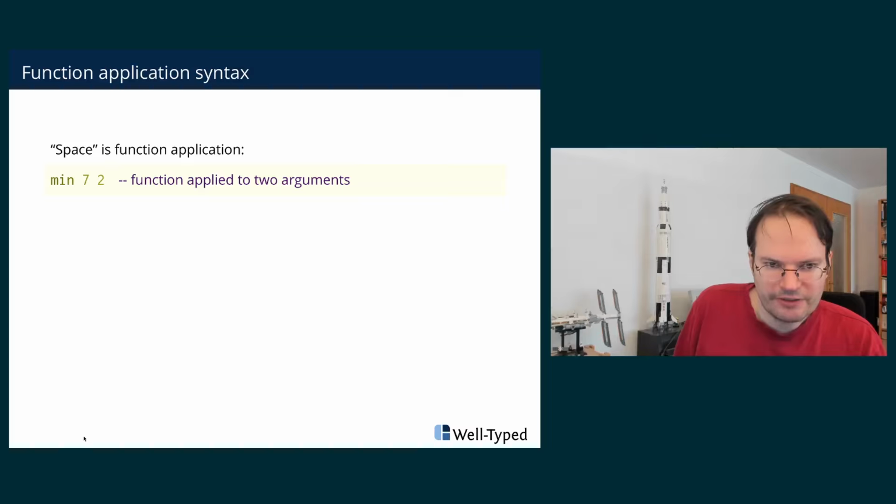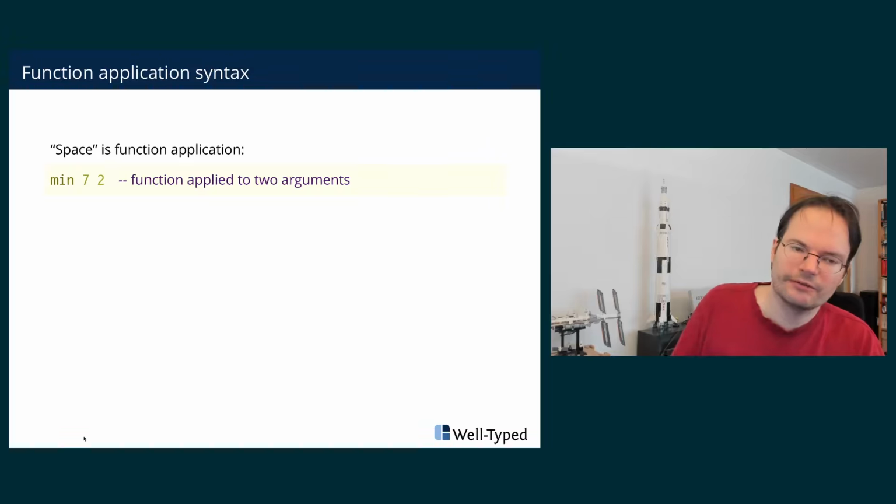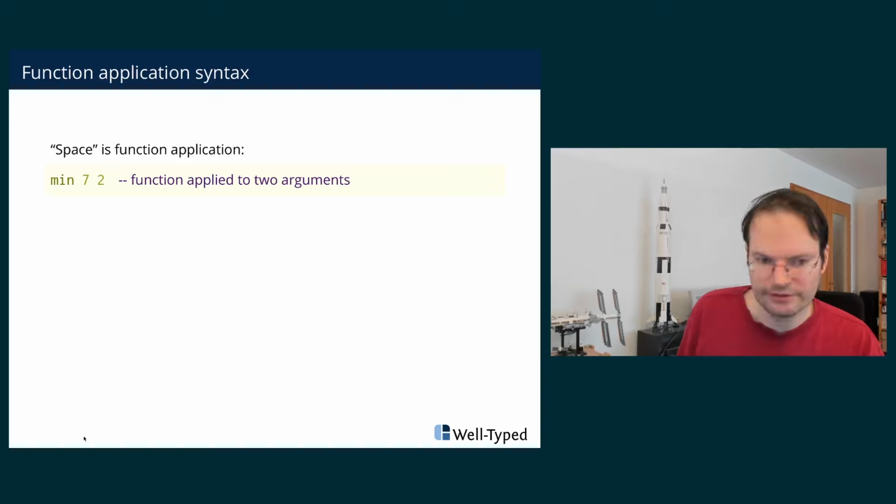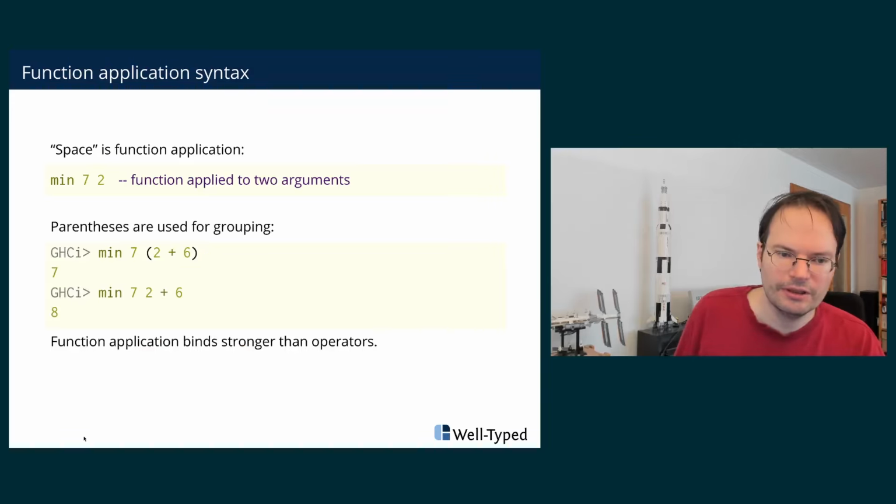Let's look once more at function application syntax. So I said space is function application. Min 7 2 is a function applied to 2 arguments, but sometimes the argument is going to be more complicated than that. The argument of one function may be a call to another function. So perhaps we want to call minimum with 2 arguments, the first being 7 and the second being the result of 2 plus 6. Okay.